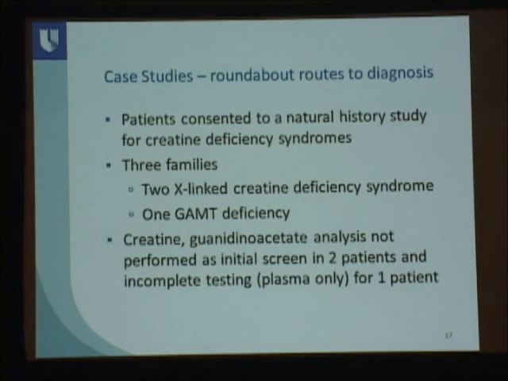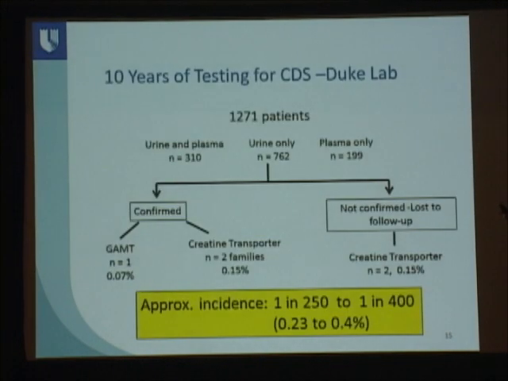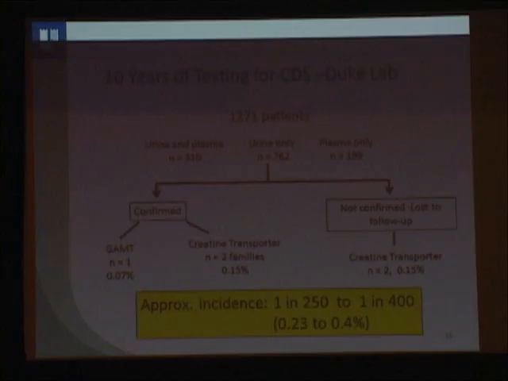So now I just want to share with you some of the case studies of the patients that we've diagnosed at Duke. But I did tell a little white lie in the previous slide, because even though that was the incidence in the patients here, these 3 patients, none of them actually had testing initially or had incomplete testing for the creatine transporter deficiency as their first metabolic screen. It was only when we suspected a problem or recommended the testing that the testing was done.